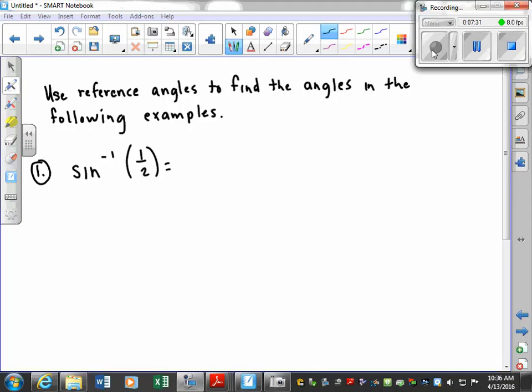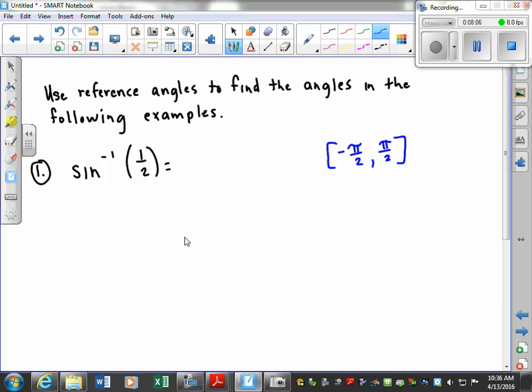Okay, so our first example is use the reference angle to find the angles in the following examples. So sine inverse of 1/2. Basically what we're doing here is we're going to say what is the angle in the region that's restricted here, which is, let's make a note of that over to the side. Our region is going to be the right side of the unit circle, which is from negative pi halves to pi halves. So I may want to make a note over here. So I'm looking for the angle in this region whose sine is 1/2.